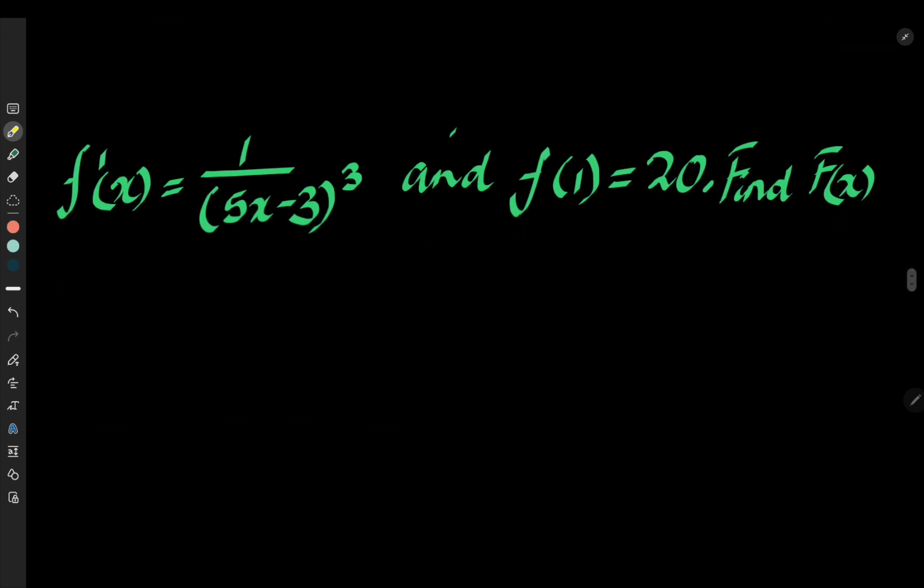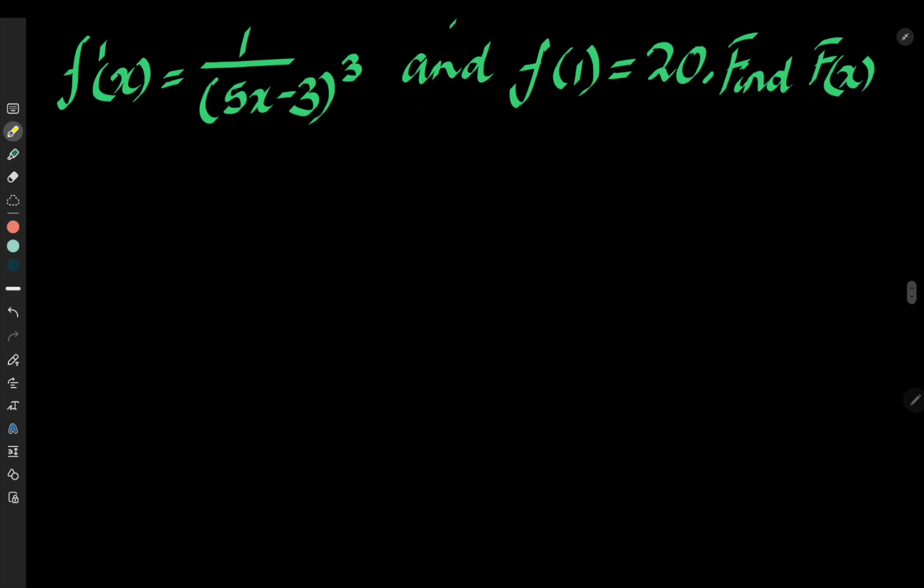Now moving on to the last example. In this example, we are told that the first derivative of a function is equal to 1 over (5x - 3)^3, and the function passes through the point (1, 20). That's what it means: f(1) = 20. It just means that the original function, the one that is not yet differentiated, passes through the point (1, 20). And we are asked to find that original function.